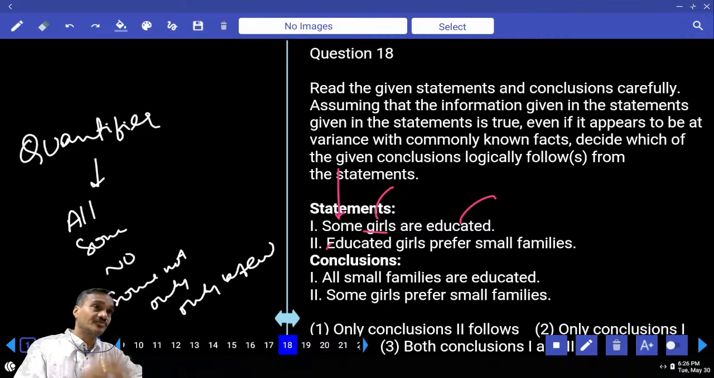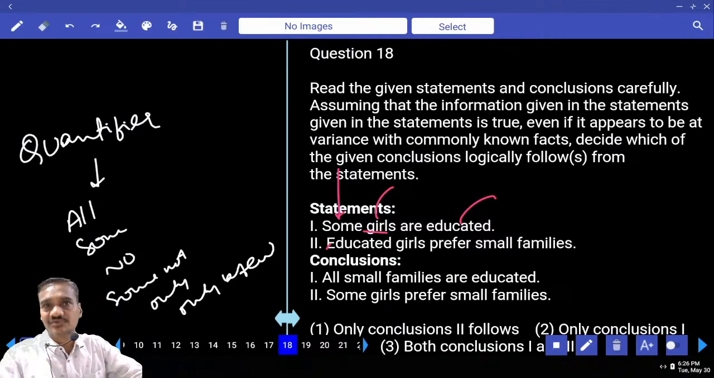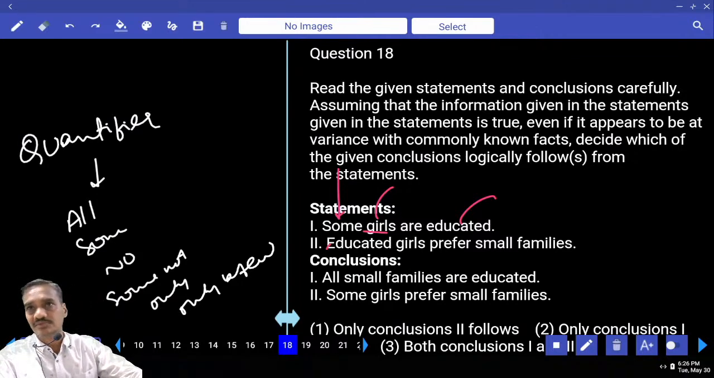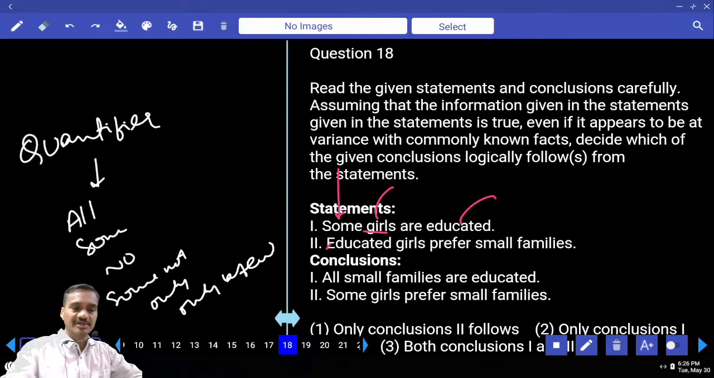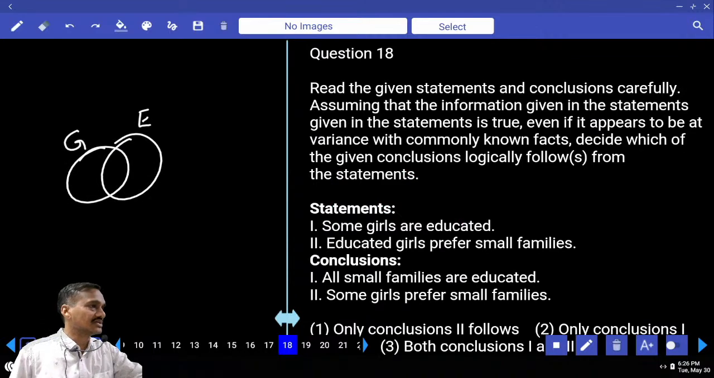Now my statement is that fans are working. Fans are working means which fan I am talking about? All fans are working. That means, if the quantifier is not given, you should always take it as all only. Then, a quantifier is not given, then you need to consider it as all.